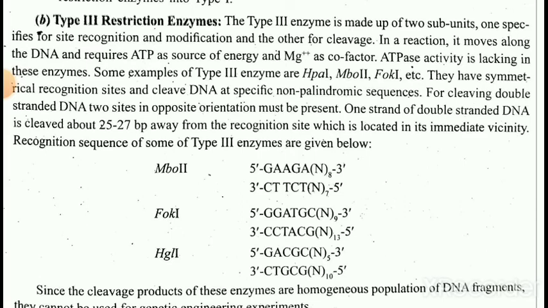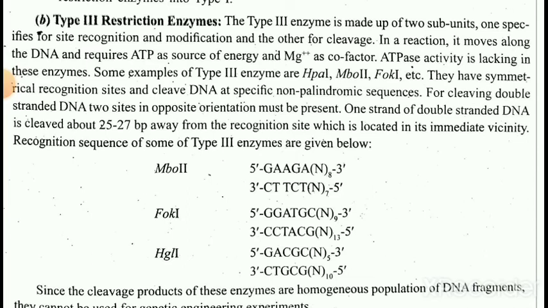They have asymmetrical recognition sites and cleave DNA at specific nonpalindromic sequences. For cleaving double-stranded DNA, two sites in opposite orientation must be present. One strand of double-stranded DNA is cleaved about 25 to 27 bp away from the recognition site, which is located in its immediate vicinity. Recognition sequences of some type 3 enzymes are given below. See figure. Since the cleavage products of these enzymes are a homogeneous population of DNA fragments, they cannot be used for genetic engineering experiments.